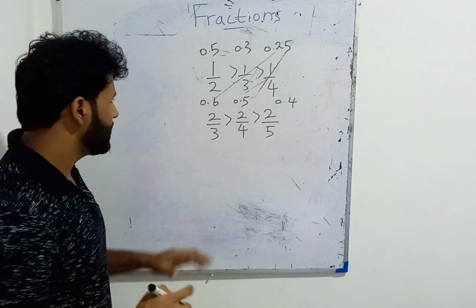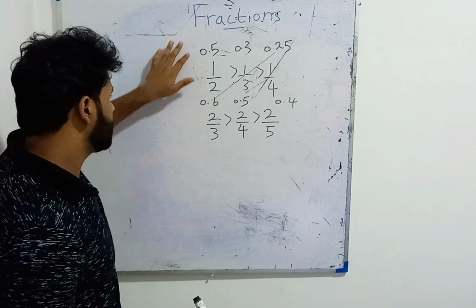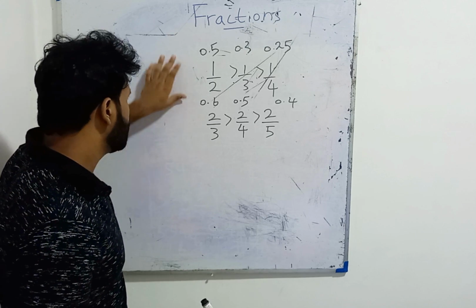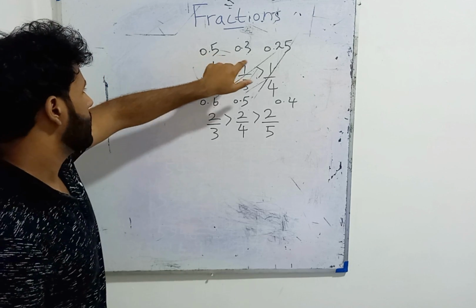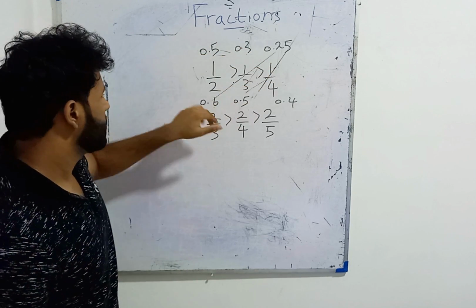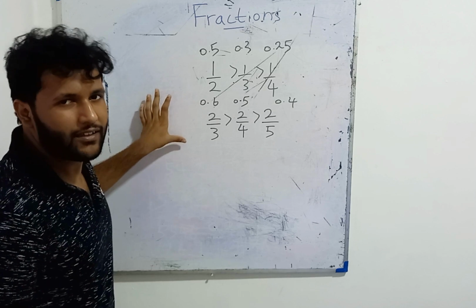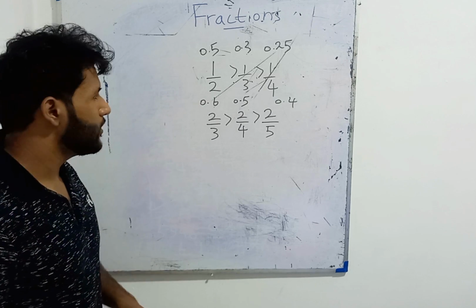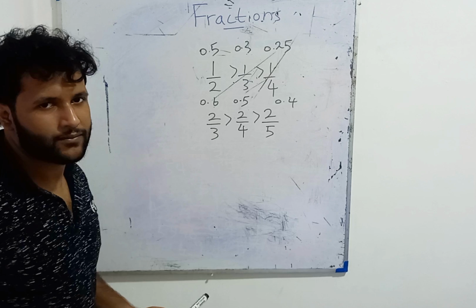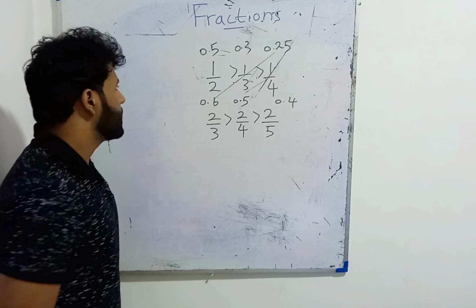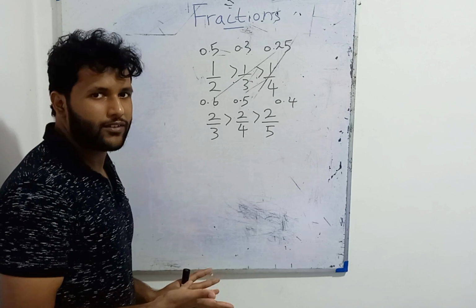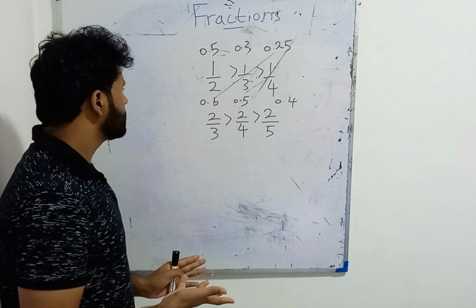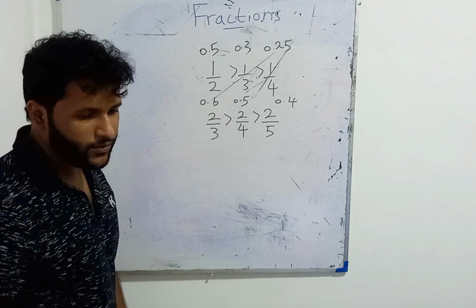I think these things are simple. You can understand very simply. I don't need to discuss it. You already know how to divide and find decimal values. 0.5, 0.3, 0.25. You can understand this. No need to remember it as a theory. I hope, and I expect, you understand that, because it's very simple.